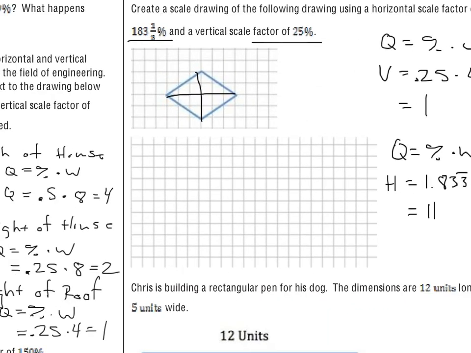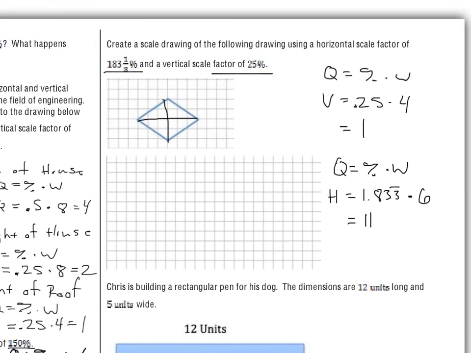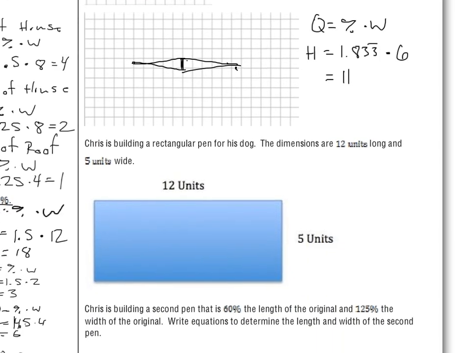So when I come over here and do my drawing, pretty easy drawing, a height of 1. And then on either side I need 5.5, so 5.5 and 5.5. And so this is a really skinny and kind of difficult to draw. Probably need a ruler for that one.